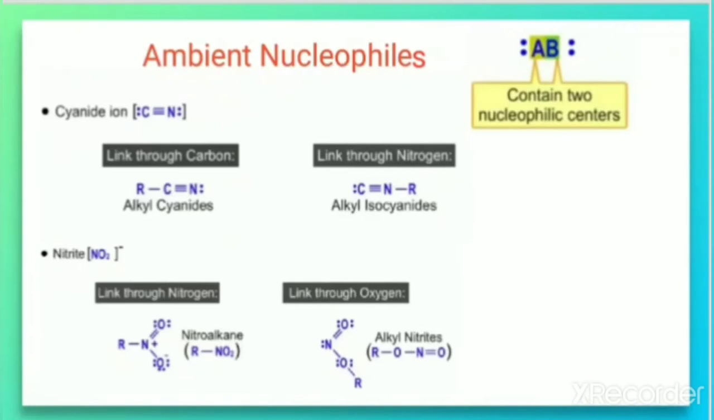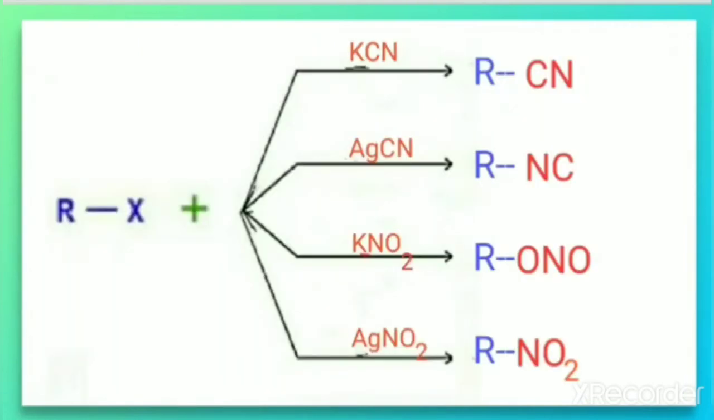So let us find some of the reactions of haloalkane with ambident nucleophiles. Like the reaction, when RX reacts with KCN, it gives rise to RCN as a product. But if RX reacts with AgCN, at that time the product is RNC, where CN is an ambident nucleophile. Therefore, in the first case it is binding through C, and in the second case it is binding through N. That is, one is giving a cyanide product, the other is giving an isocyanide product.